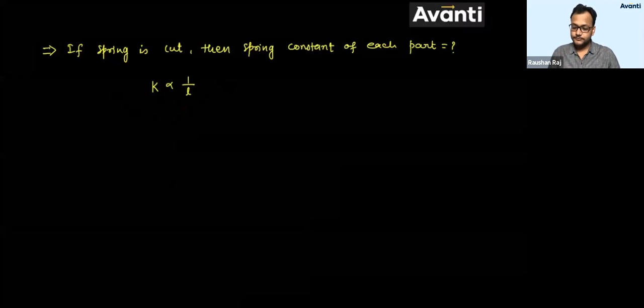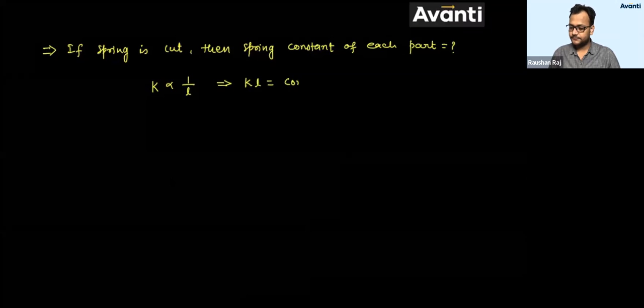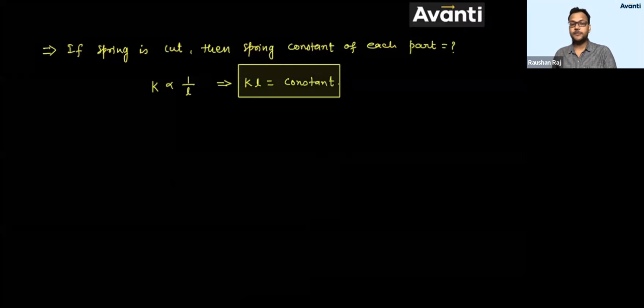So if k is inversely proportional to length, that means k into L will be constant. If you multiply k with the length, this product will be a constant. We are going to use this relation to get information about the spring constant of each part if a spring has been cut into 2 or 3 parts. Okay.